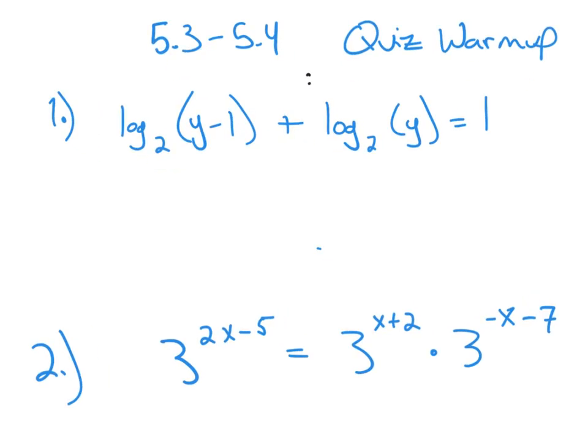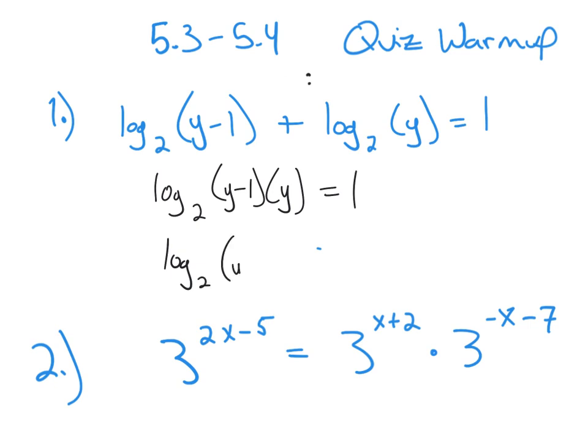What has to happen here? So you only have logarithms on the left-hand side of the equation. So the first step is to combine them down to just one logarithm. When you do that, you would use the product rule, and you end up multiplying the y minus 1 times the y. If you want to go ahead and do that, you end up with y squared minus y.